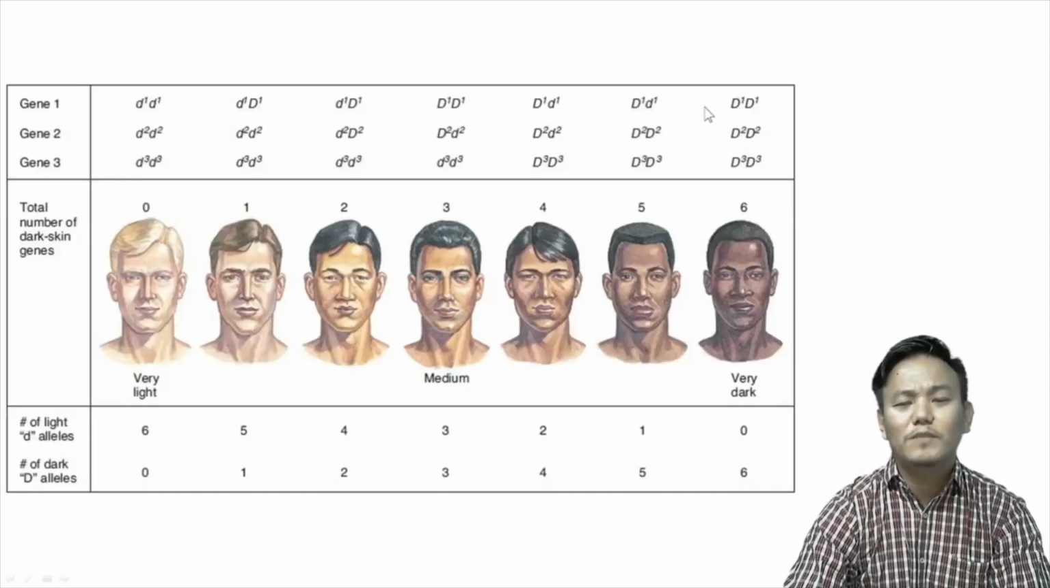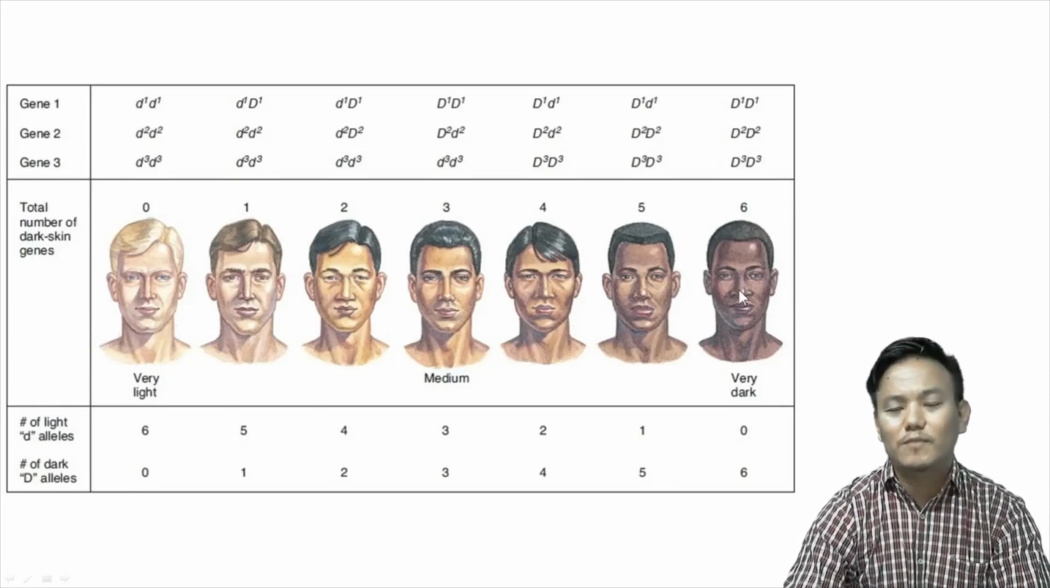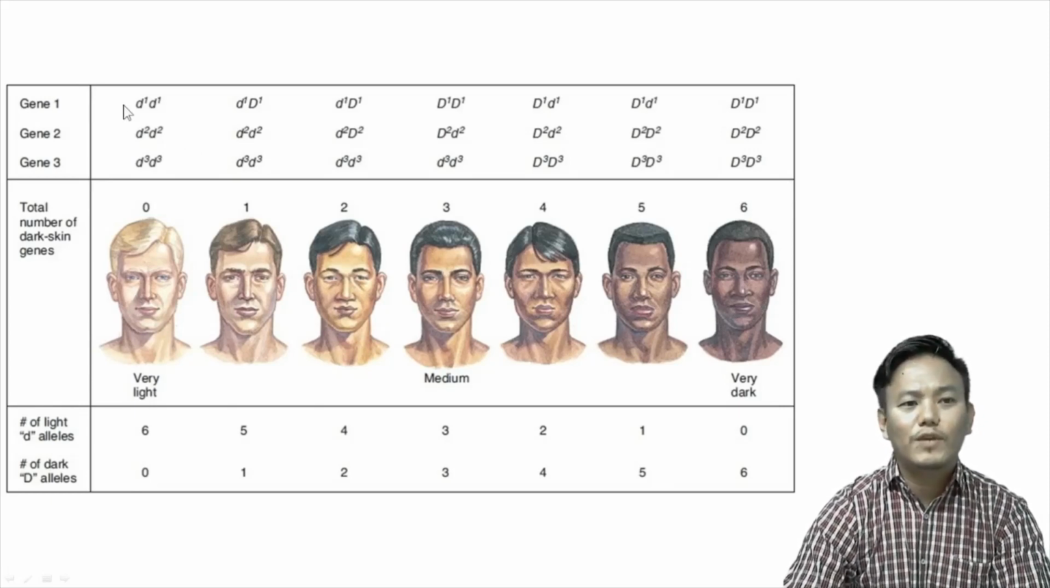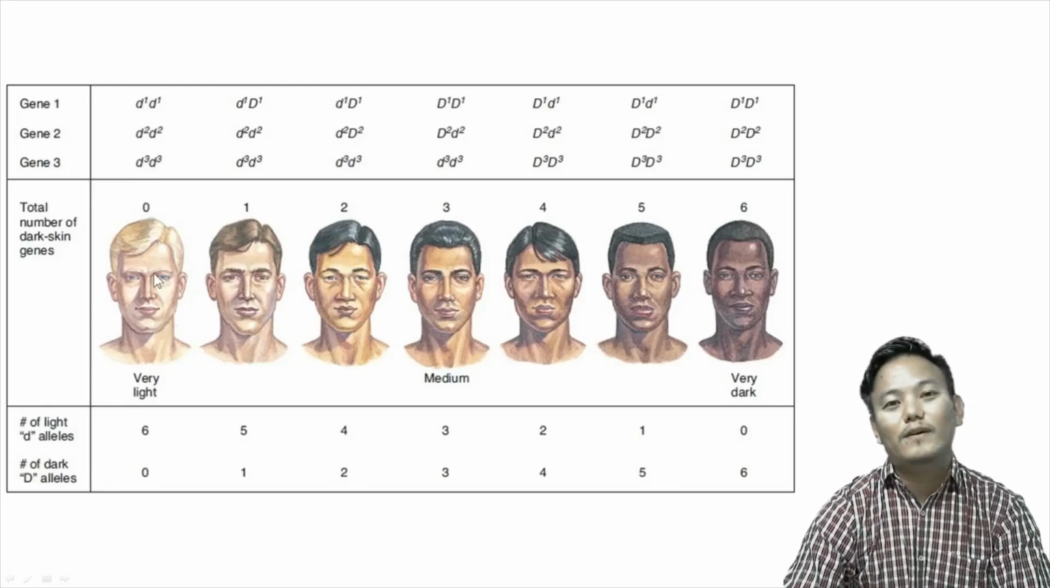And over here in this particular table, we can see the range of skin colors, from very light to very dark skin coloration. And over here we can see that we have got 3 genes, gene 1, gene 2 and gene 3. If all 3 genes have dominant alleles, homozygous dominant, the person will have very dark skin color. And if the person has all 3 genes homozygous recessive, the person will have lighter skin color.